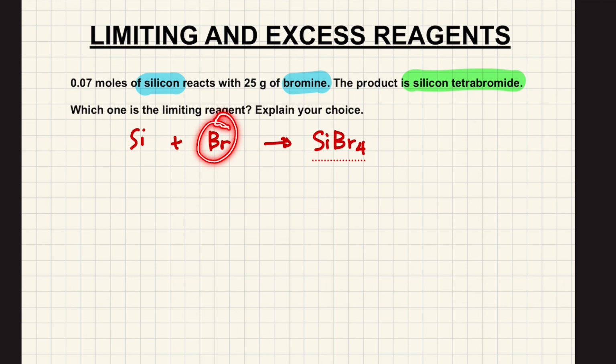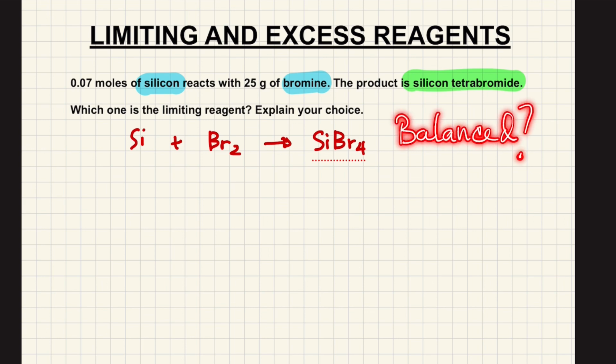Now bromine is a diatomic element, so that means if it's by itself, it needs to be with another bromine atom, okay? So now this is the correct way of writing it. Silicon plus bromine produces silicon tetrabromide. Now the second thing you need to do after writing the equation is you need to make sure, is it balanced, okay?